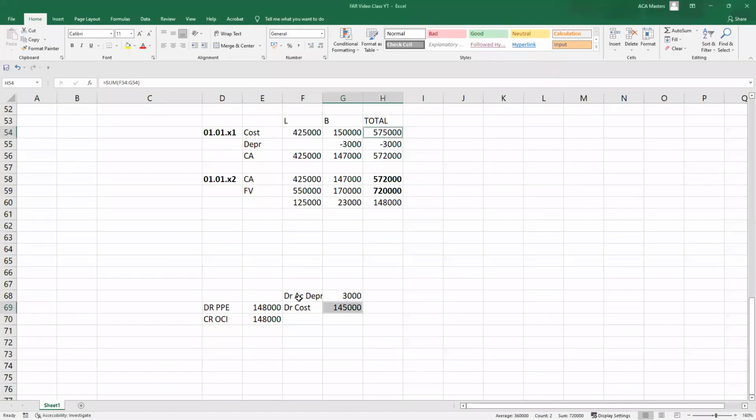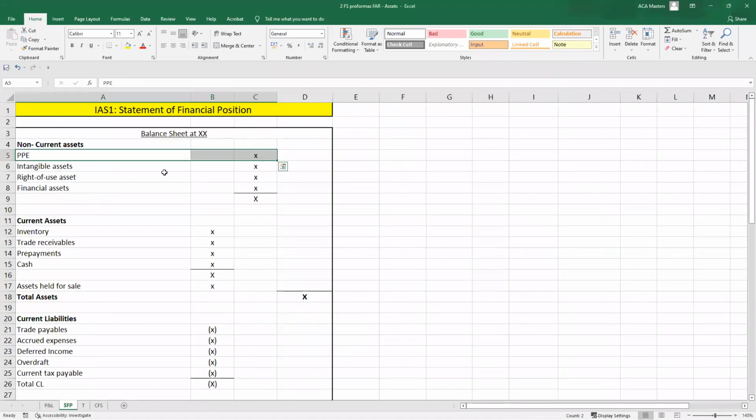So those would be the entries, but that would be sufficient for an explaining question, because you're clearly showing where the entries would go. But if you wanted to, you could show this as well. So we said this gets recorded through OCI. So we can see we've increased our asset in value. So if we think about our SFP, we're increasing that asset in value.